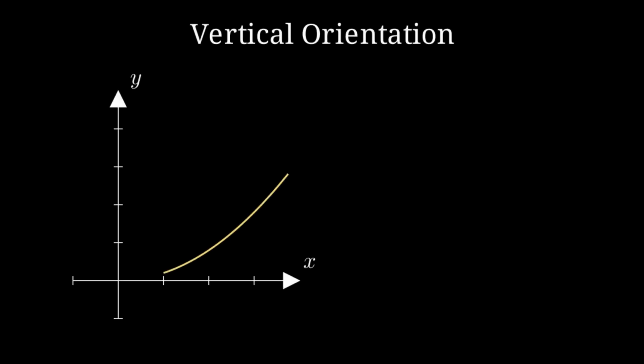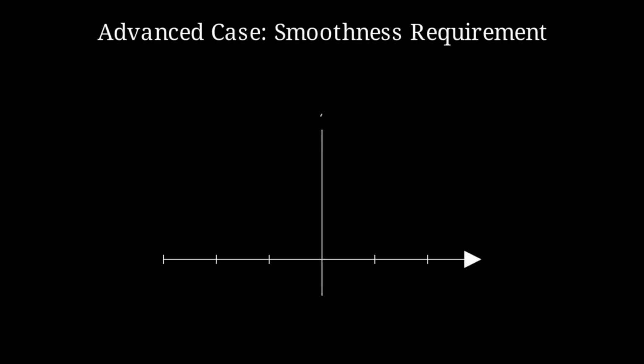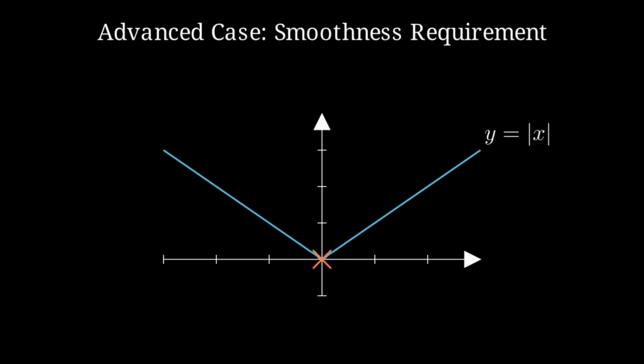Sometimes it is easier to treat x as a function of y. If we have a curve defined as x equals g of y, the formula remains almost identical. We simply integrate with respect to y, using the derivative of g and the vertical bounds of the curve. A critical requirement for this formula is that the derivative must be continuous. If a curve has a sharp corner or a cusp, the derivative is undefined at that point. In such cases, we must split the integral into separate pieces at the point of non-differentiability.